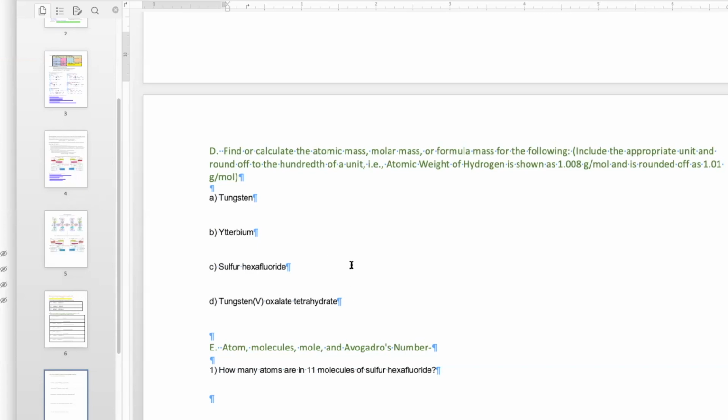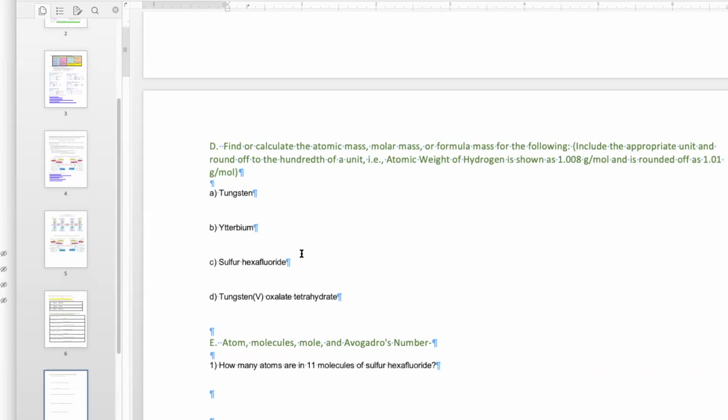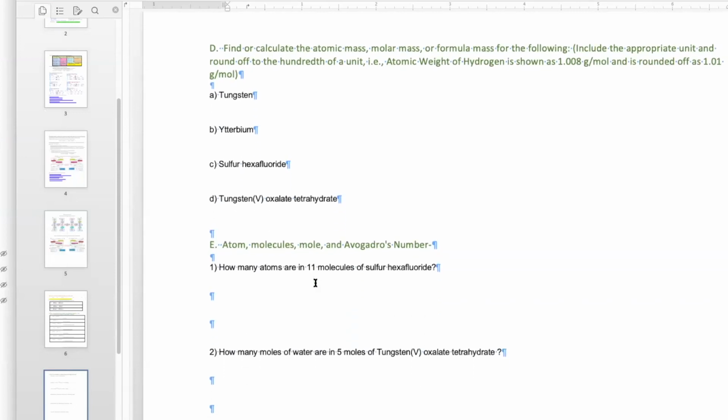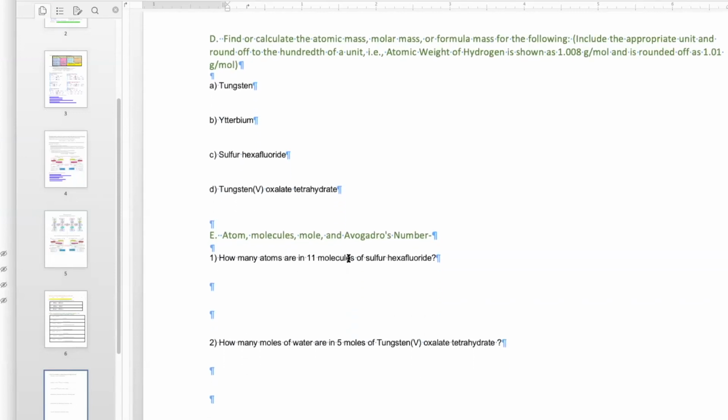So this exercise right here is just for you guys to calculate the molar mass of all these chemicals, either the atomic weight or the molar mass. This right here, how many atoms are in 11 molecules of sulfur hexafluoride? Let me give you a similar example, okay? Because a lot of people will look at this, and because you don't understand the definition of a molecule, or at least it's hazy, it's gonna drive you crazy, okay? But it's really not that hard.